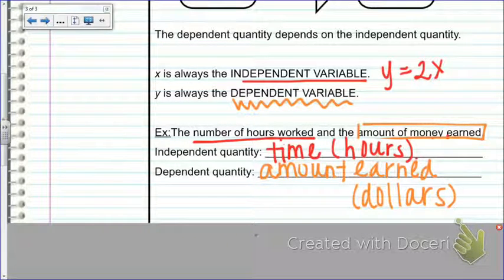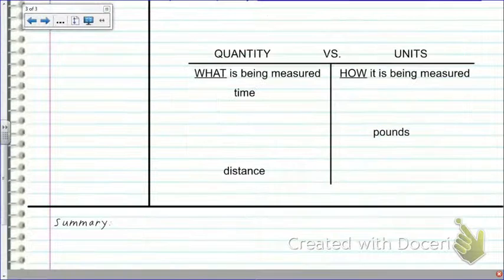So a lot of students say the independent quantity is hours. Hours is the units, or how it's being measured. The actual quantity is time. So you have to put both, okay? And that's where this very next part comes into play. So with quantity versus units, you are going to want to include both of those things in your independent and dependent quantities. But the quantity is what you're actually writing, and the units you will always put in parentheses. Okay? So you'll put parentheses behind it because that makes it more specific.